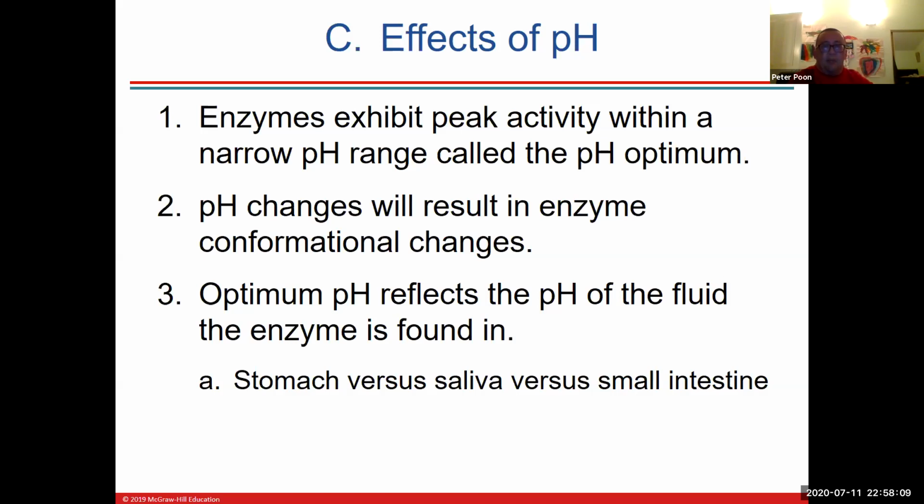Enzymes exhibit peak activity within a narrow range. That's called the pH optimum. The enzymes in your stomach will function at a pH of 2, because that's the pH of your stomach. The enzymes in your saliva will function at a pH of about 4, 5, 6.